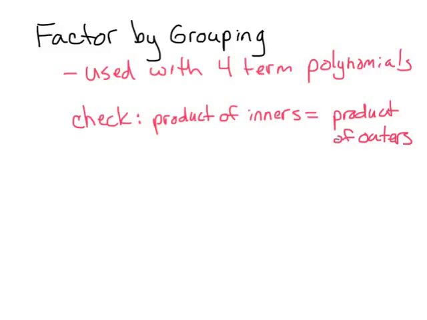The next type of factoring I believe you did in Algebra Trig. It's called factor by grouping. And we use this when we have 4-term polynomials. It doesn't work all the time, but there is a way to check. If you have your 4 terms in standard form, then the product of the 2 inside terms should be equal to the product of the 2 outside terms. So that's the way you can check to see if factor by grouping is going to work.